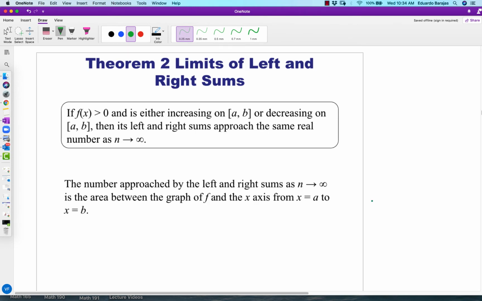Theorem 2, limits of left and right sums. So if f of x is greater than 0 and is either increasing on [a, b] or decreasing on [a, b], inclusive, then its left and right sums approach the same real number as n goes to infinity. Okay? So as n goes to infinity, it doesn't really matter whether you use the left n rule or the right n rule. Both of them will approach the same answer. So the number approached by the left and right sums as n goes to infinity is the area between the graphs of f and the x-axis from x equals a to x equals b.